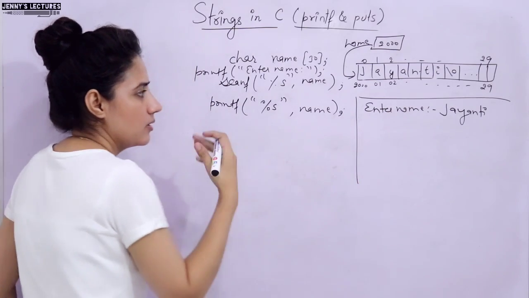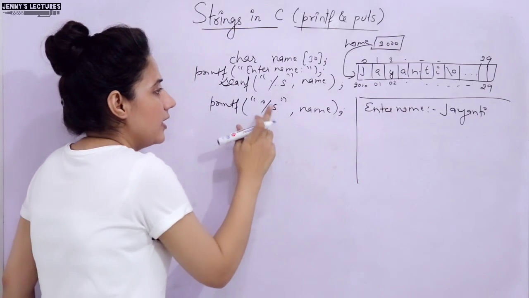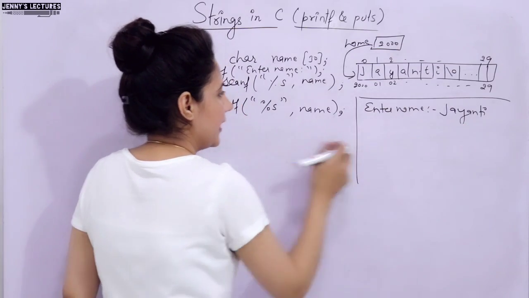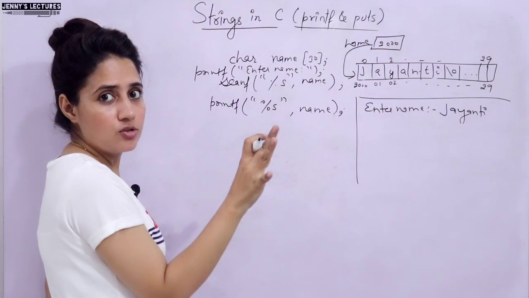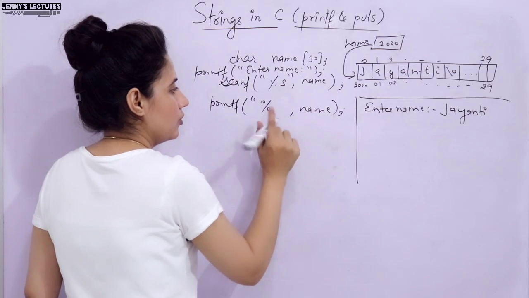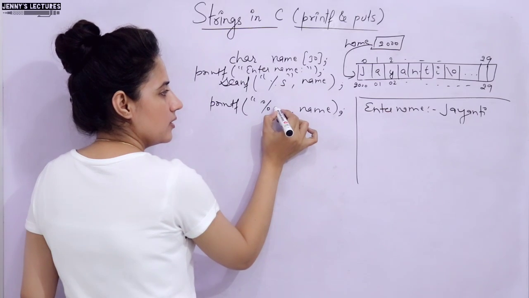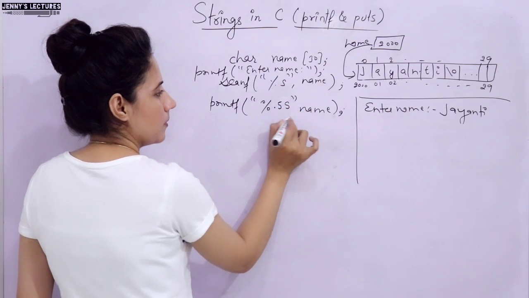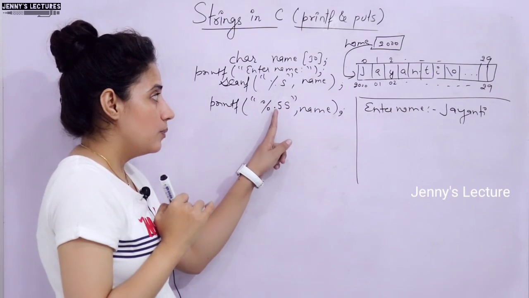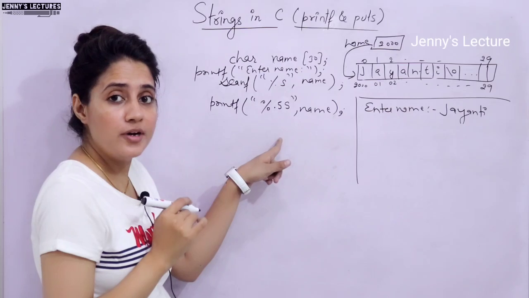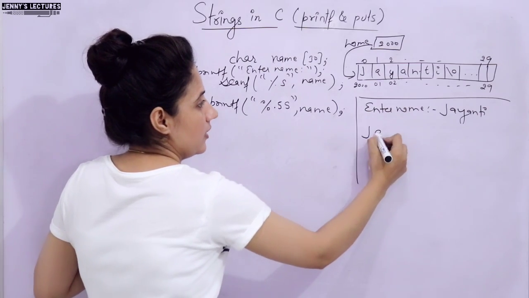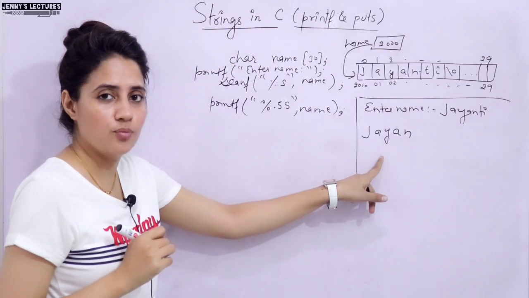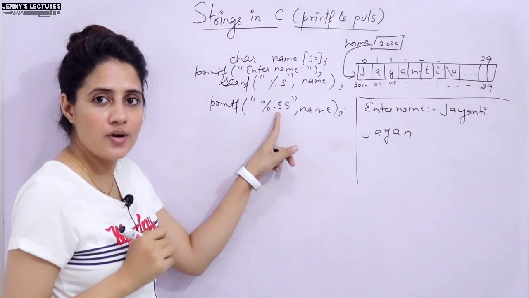Now see what you can do in this printf. If you want to print specified characters, suppose I don't want to print all the characters, I just want to print 5 characters of my name. So if you write something like this, %.5s, it will print Jayan, only the first 5 characters of my name, because I have specified this.